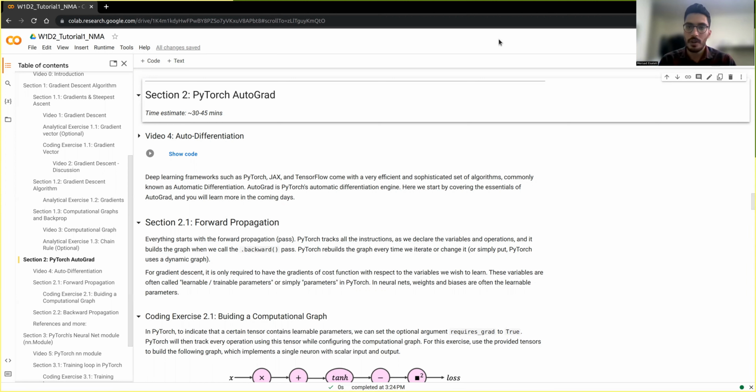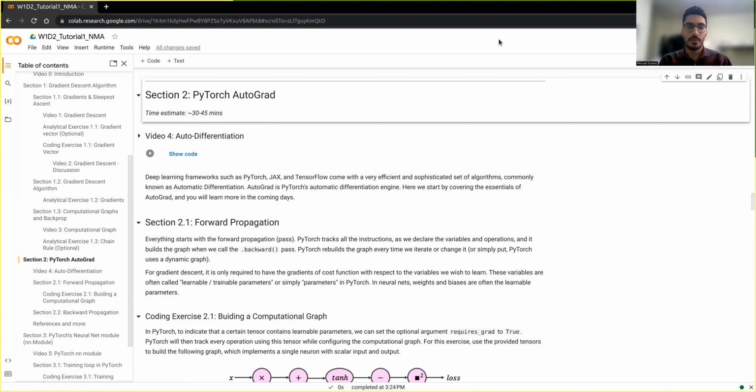In this video, we are going to talk about PyTorch Autograd. Autograd is a PyTorch automatic differentiation engine. Automatic differentiation is a computational technique used in deep learning to automatically calculate the gradient of the neural network's parameters with respect to the loss function using chain rule of calculus.